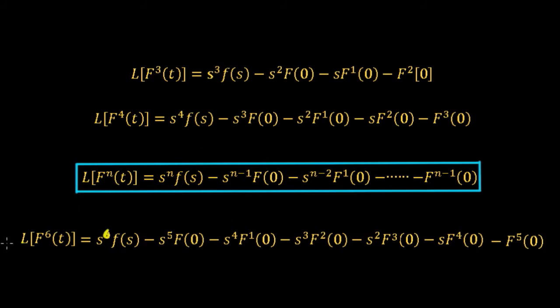So for example, if I was to look at the sixth derivative, that will be s to the 6 F of s minus s to the 5 f of 0 minus s to the 4 f derivative of 0 minus s to the 3 f second derivative of 0 minus s to the 2 f third derivative of 0 minus s f fourth derivative of 0 minus f fifth derivative of 0.